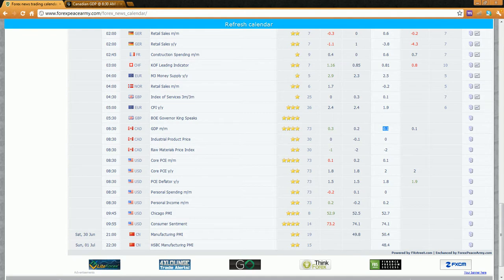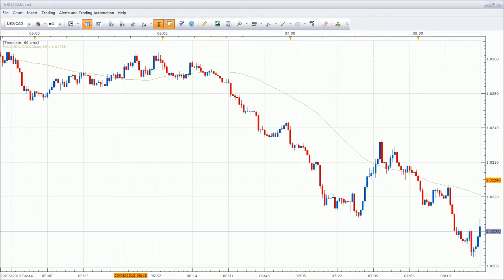So let's have a look at my charts and see what trade actually took place. So this is the chart at 8:29. As you can see, the pre-release price is at about 1.0210. So now my idea is to plot support and resistance levels, and since we already know what the outcome is, I'm not going to dwell on the resistance levels, but let's see how I draw support levels.